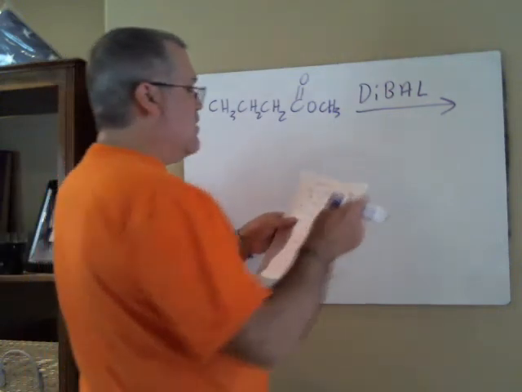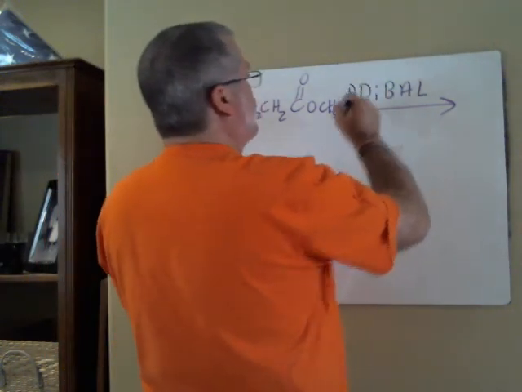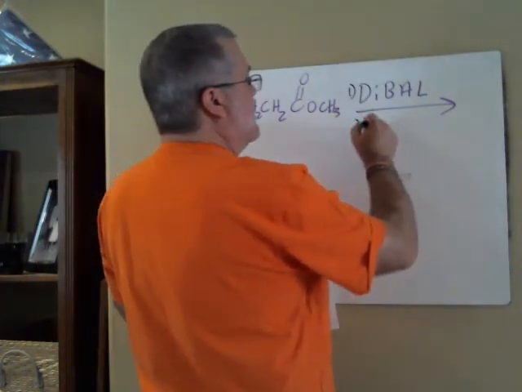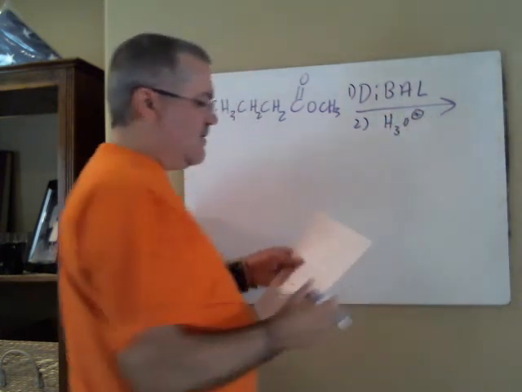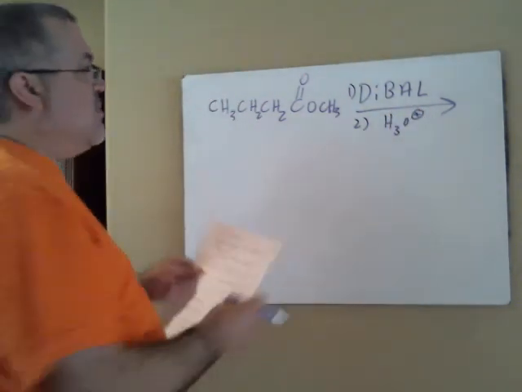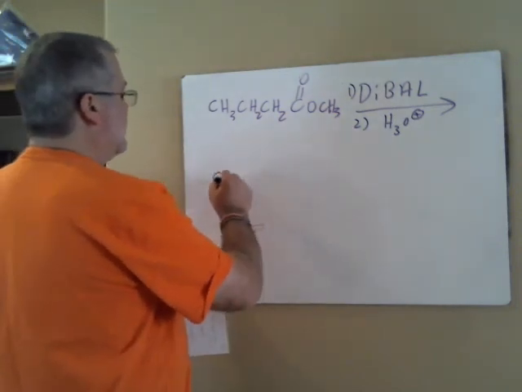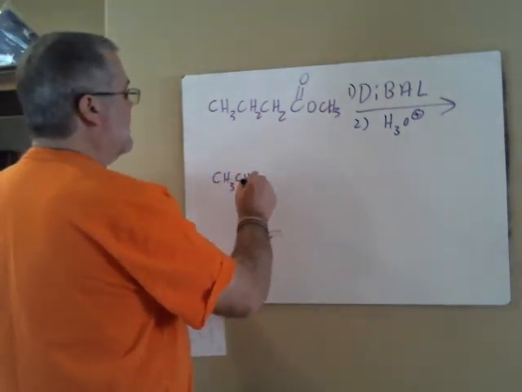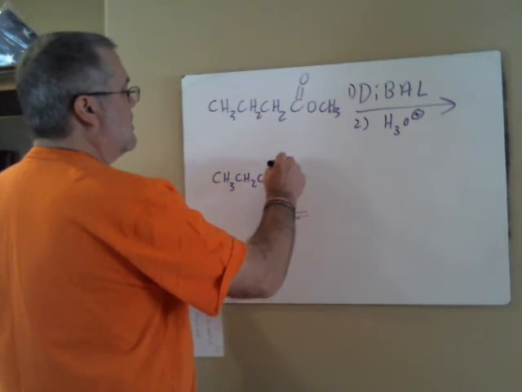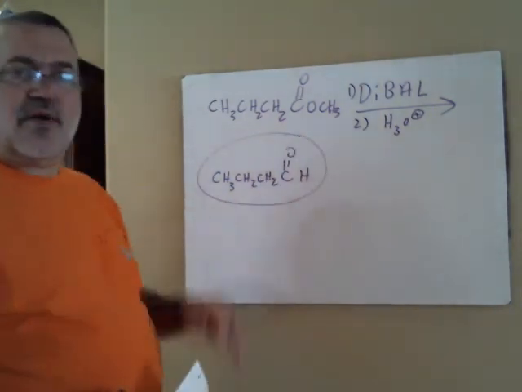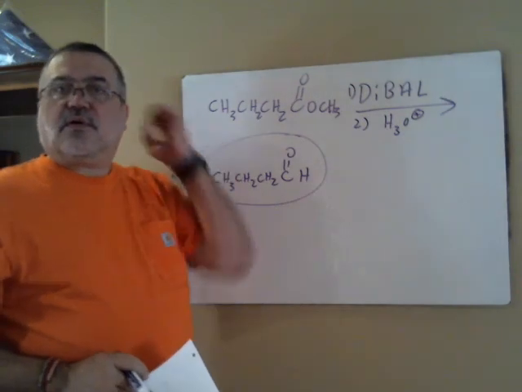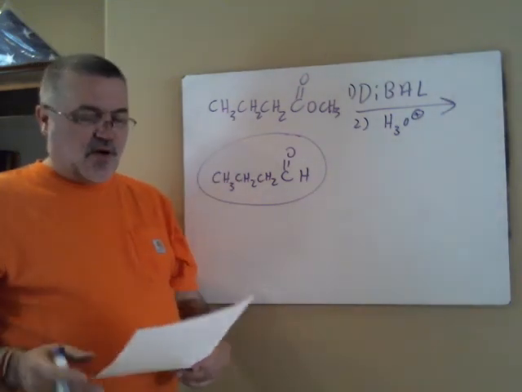Okay? And you react it just like you would any other reducing agent, in that you react it with that reagent and then there's some kind of aqueous acid workup. But in this particular case, it stops after one equivalent, and you actually can obtain this as your product. No further reduction occurs. Okay? And therefore it is called a partial reduction.